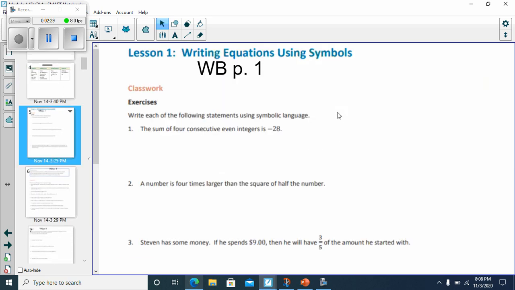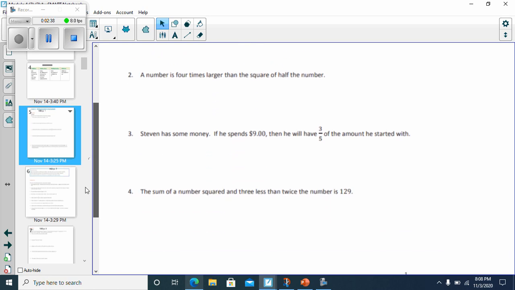Now, let's just look at some quick examples of writing equations using symbols, okay? Let's look at number 3. We're just going to write the expression for this.